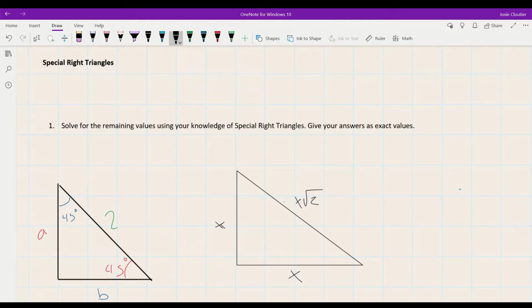Now, if we're looking for both of the two sides and we're given the hypotenuse, we can set x times the square root of 2 equal to 2. Right? So we divide both sides by the square root of 2, and we get x is equal to the square root of 2. And now we just plug x in, and since a and b are both just equal to x, we get a equals the square root of 2 and b equals the square root of 2.